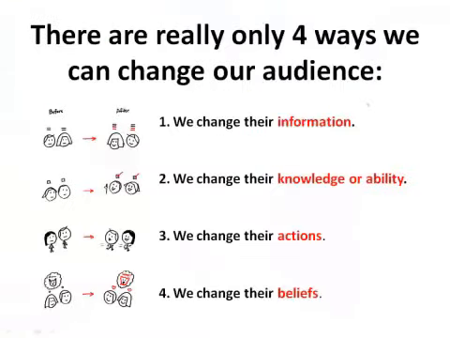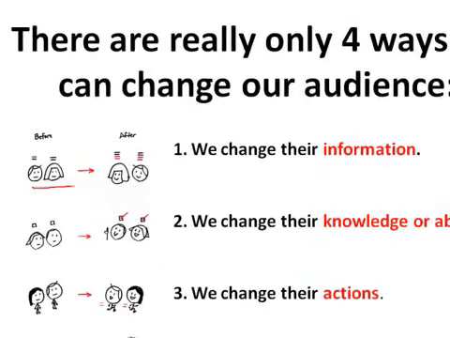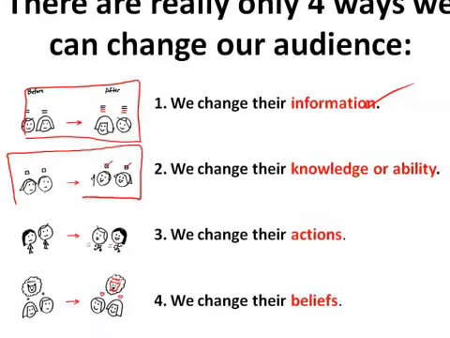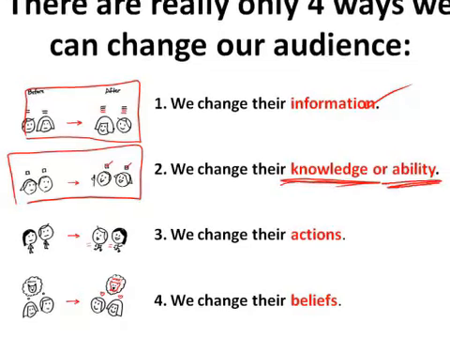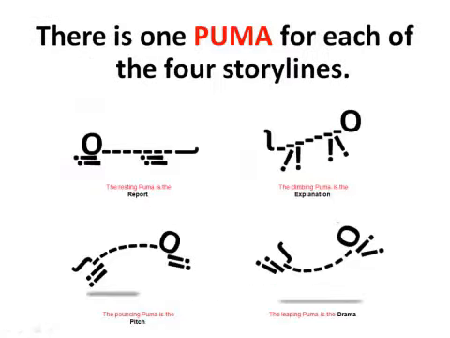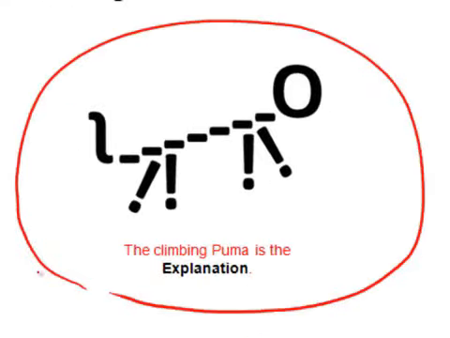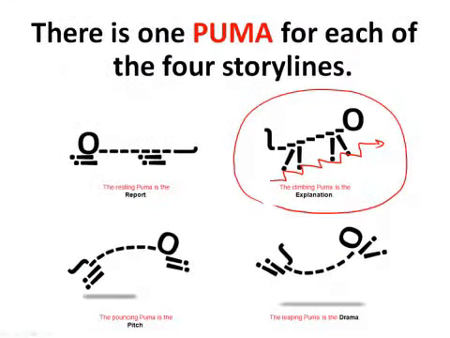We use the Puma because there are 4 ways that we can change an audience. Last week we focused on changing our audience's information, and we used the report. This time we're going to focus on something else, changing our audience's knowledge or ability. So which storyline are we going to use for that? Well, it's the storyline that climbs. Our Puma, our outline, ascends from some knowledge up to greater knowledge and ability.